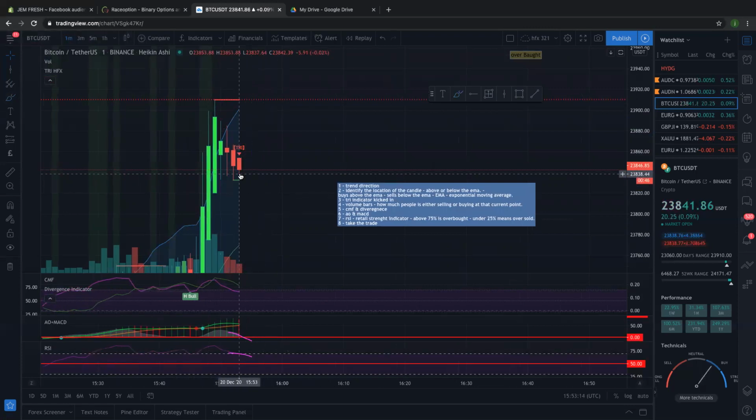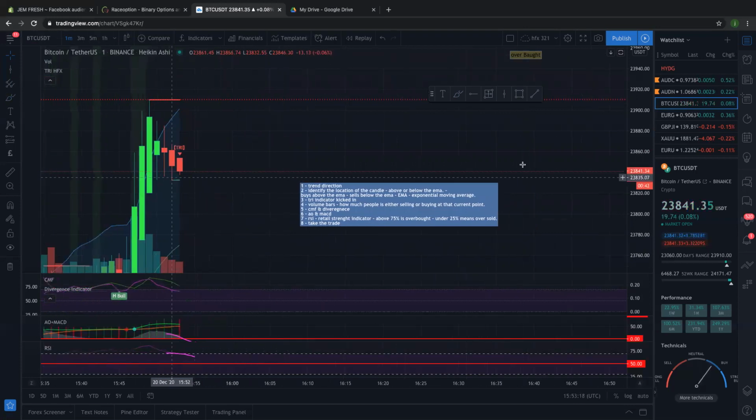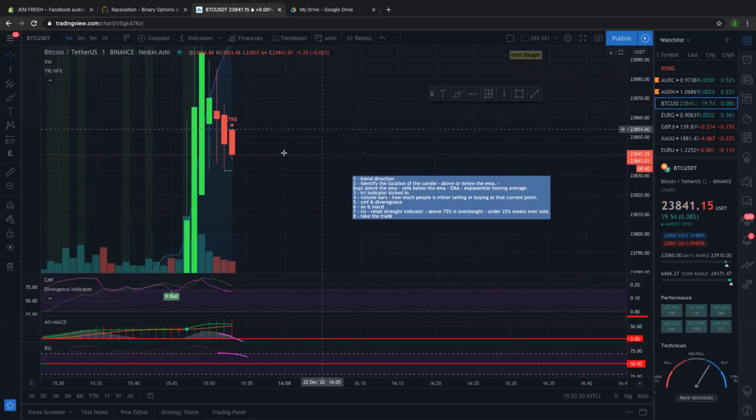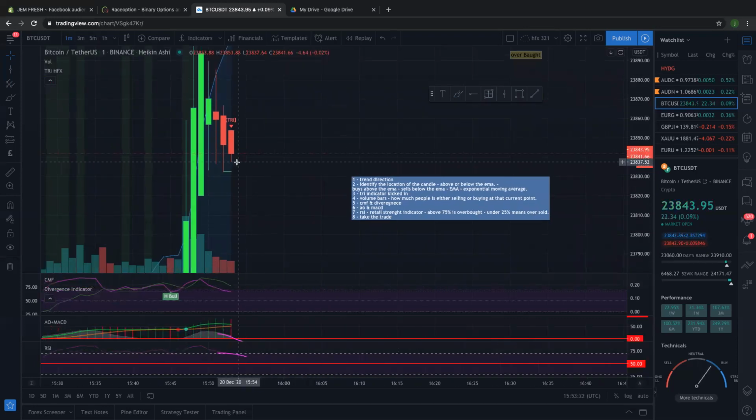Ideally, it needs to open below this previous wick, because if not, it could just literally do what it's doing now. It could open here and just retrace. So ideally this should have opened here and dropped below. You just want it to be pushing and pushing further down. And the next one, then there you go. You would have won that.